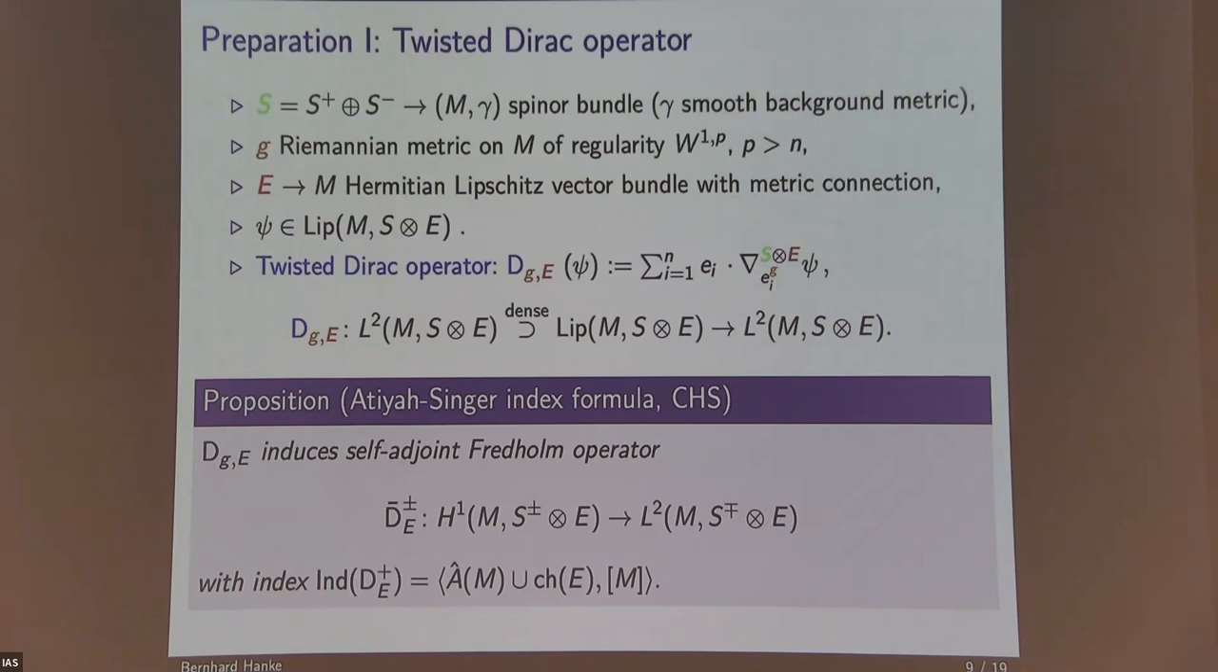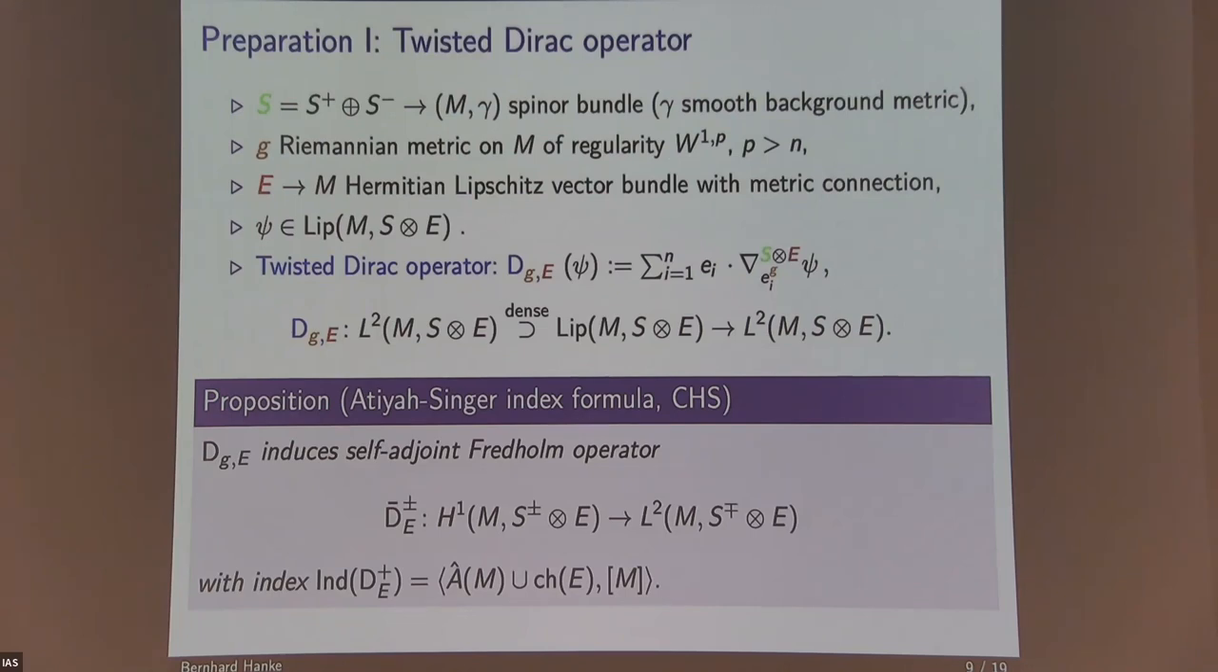For technical reasons, if we work with lower regularity metrics, then it's somewhat inconvenient to define the spinor bundle or the spin frame bundle for a low regularity metric. So we can do this for some fixed smooth background metric gamma. In the smooth context, in the classical Llarull theorem, we don't need to do that, so we can work with a given metric, but here we use some smooth background metric. This is just a technical detail, and we can more or less ignore it here. And then we take a Riemannian metric of lower regularity.